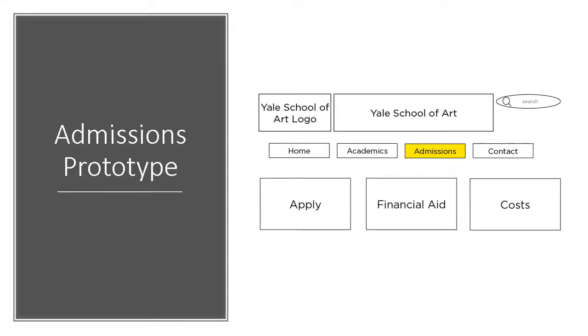Lastly, let's take a look at the admissions prototype. On this level, I would provide 3 links for admissions information. Essentially, these are the following: how to apply, financial aid options, and overall cost. I view these items as critical to the admissions process.